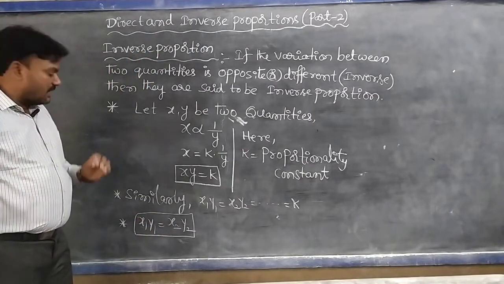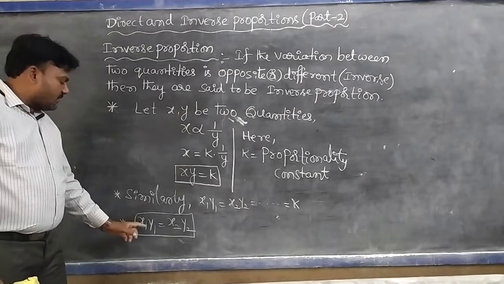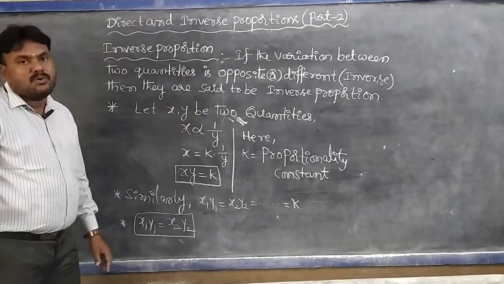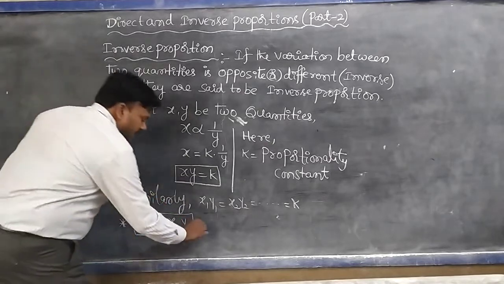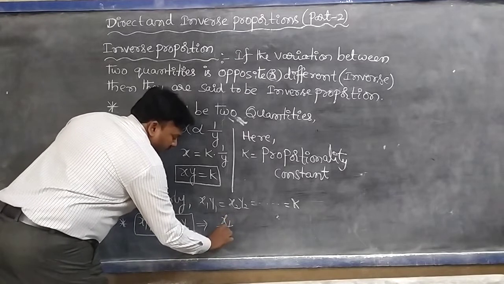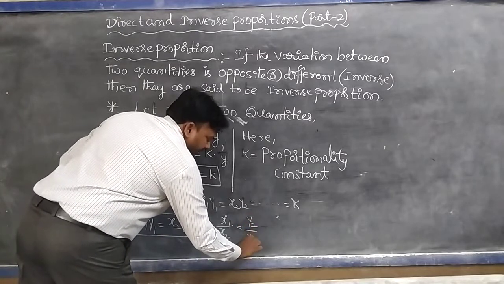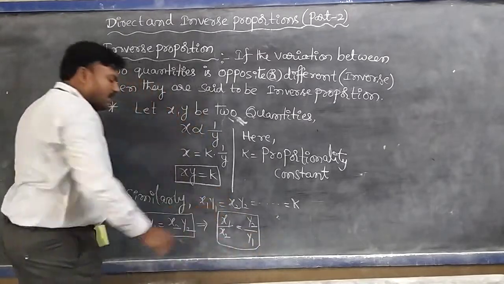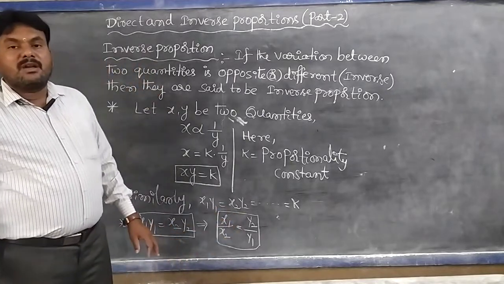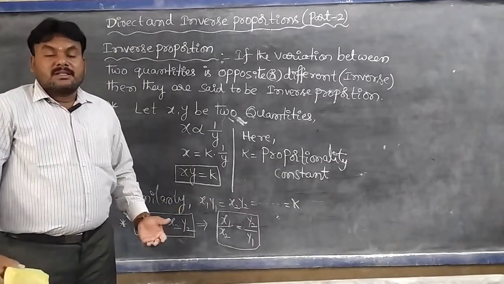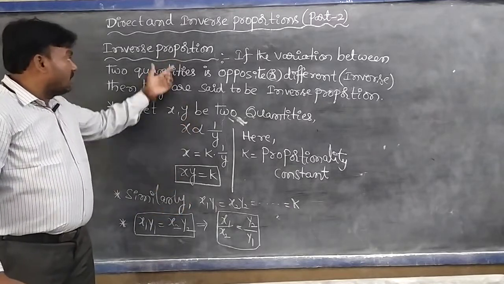Students, observe here carefully. If two quantities are in inverse proportion, apply this formula: x1 y1 equal to x2 y2. Taking the x values on one side and the y values on the other side, we get x1 by x2 equal to y2 by y1. So in bits the question arises: if x1 by x2 equal to y2 by y1, then x1 comma y1 and x2 comma y2 are in what proportion? It is an inverse proportion. This is the information about inverse proportion, students.